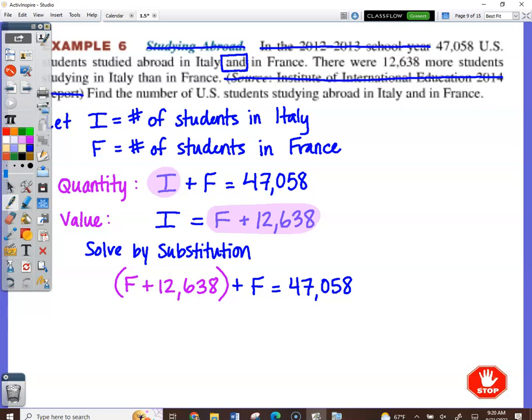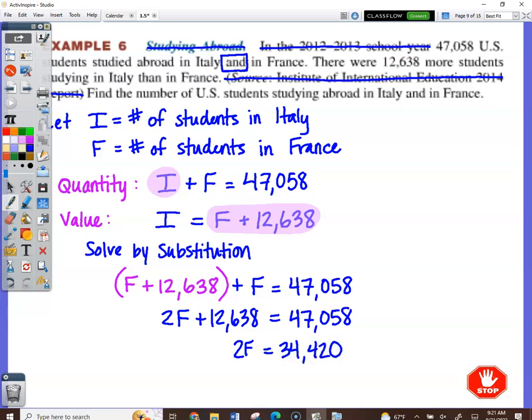Now your equation has only one variable, which means you're green lighted. You can solve it. Combine like terms. Don't let the fact that it's an F throw you off. Imagine if it was an X. X plus X would be 2X. So in this case, it's going to be 2F. Bring this down. Bring this down. Now I can subtract the 12,638 to the right, and divide by 2.